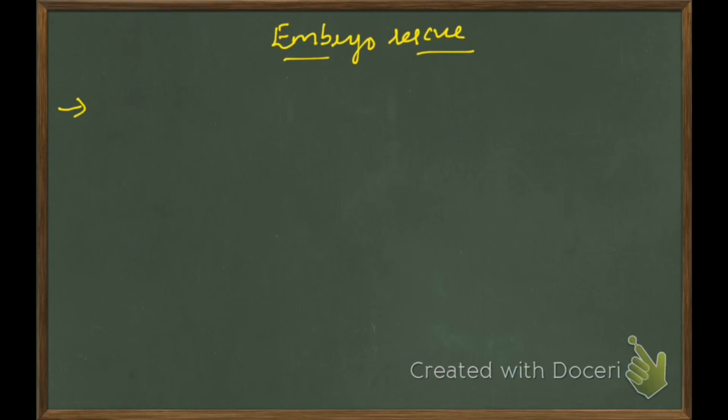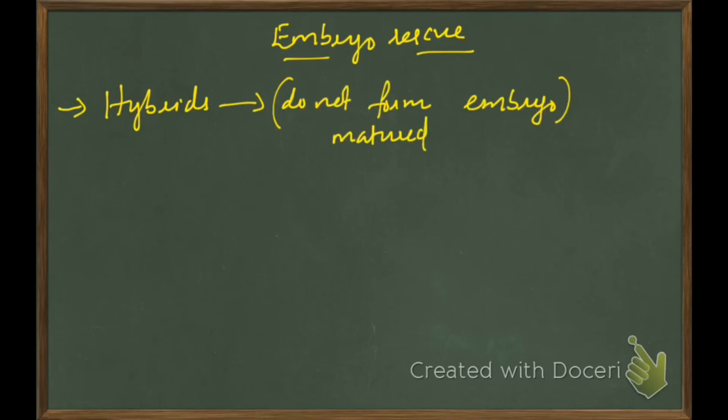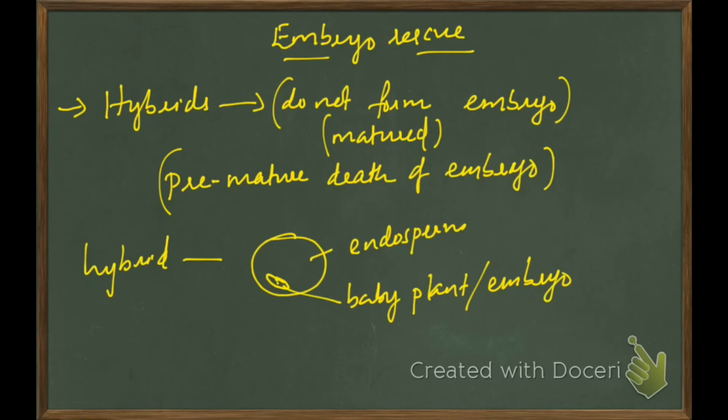You know, in embryo rescue, when we produce hybrids, they do not form a proper embryo. So a matured embryo we are not getting, due to several reasons. We don't know the reason behind it. Maybe the difference in their genetic material leads to the premature death of embryos. Due to abnormal development of endosperm, this baby plant dies before it matures.